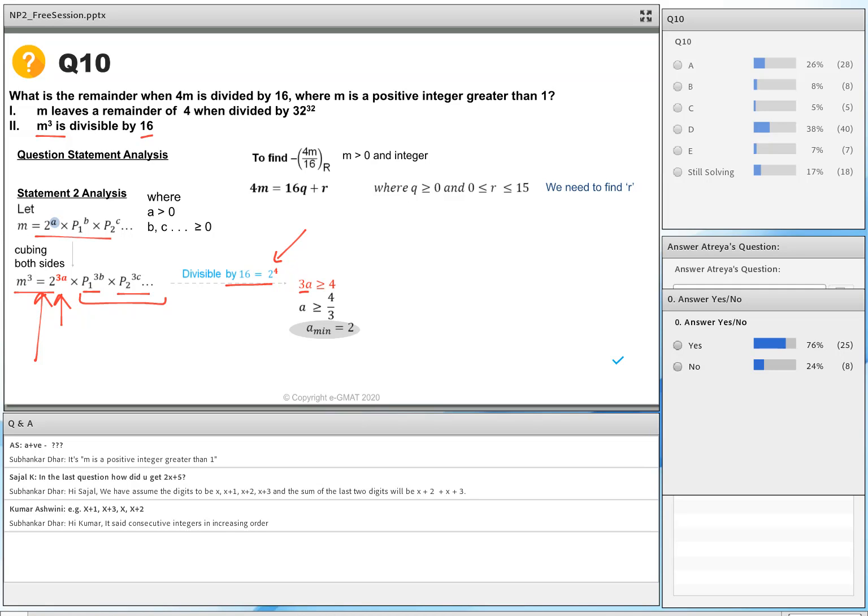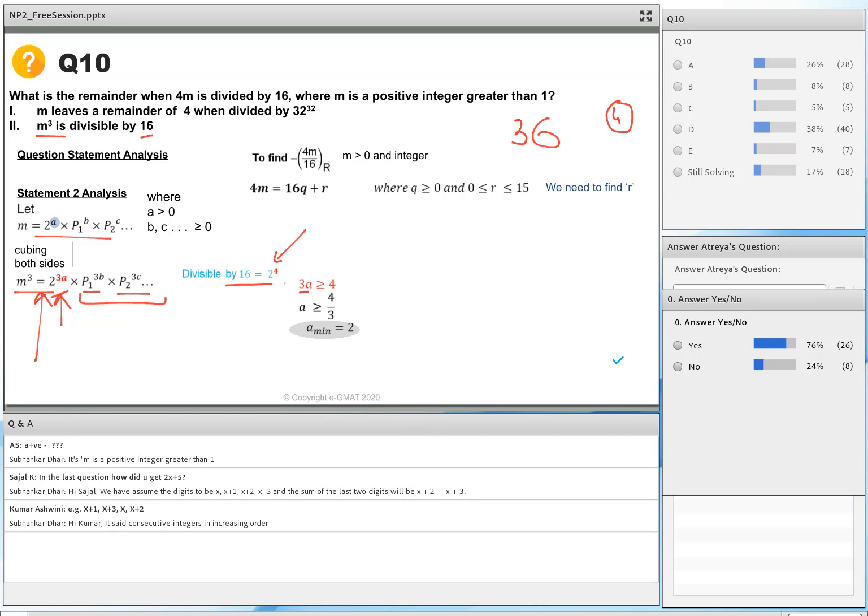I've written m, then I've cubed both the parts, correct? Now, when I cube both the parts, I got 2 to the power 3a. Now, 2 to the power 3a, contained in m cube, which is divisible by 16. So let's take an example of 36. If I write 36 is divisible by 4, it essentially means that it has to have a 4 inside it, right? So I have to have a 4.